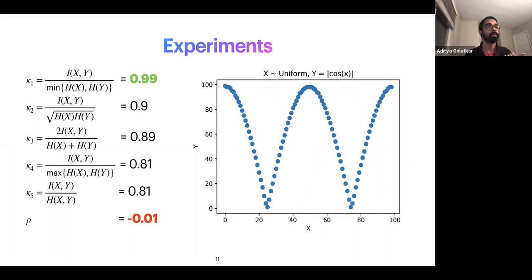Next slide, please. Similarly, you can do the same analysis for cos. Now, since the initial part is downwards, the rho is negative, but it's again poor, and the other estimators are really good. Next slide, please.